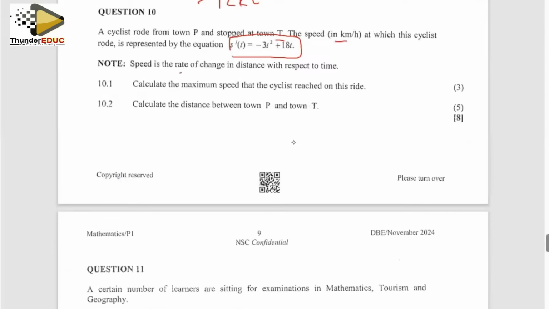Note that speed is the rate of change of distance with respect to time. Calculate the maximum speed. Remember, this is a quadratic expression. For us to get the maximum, you can use your axis of symmetry, -b/2a. You'll get the value for t, and then we substitute that t into the speed equation and get the maximum speed. Alternatively, we can find the derivative of this.